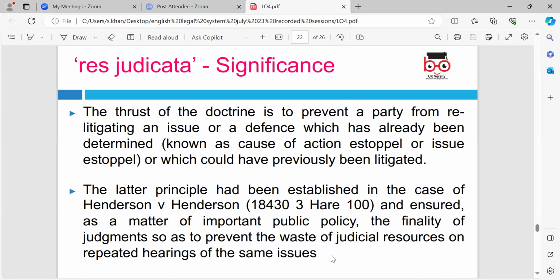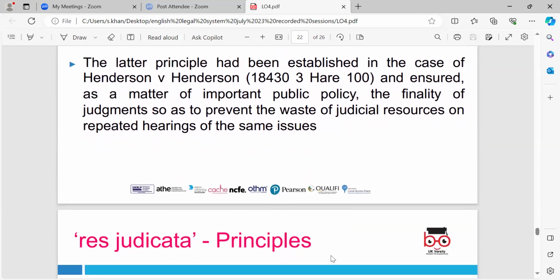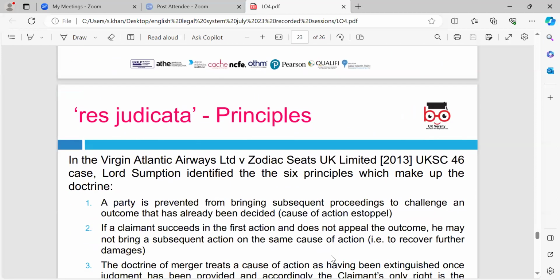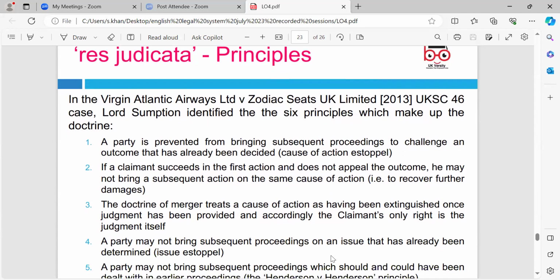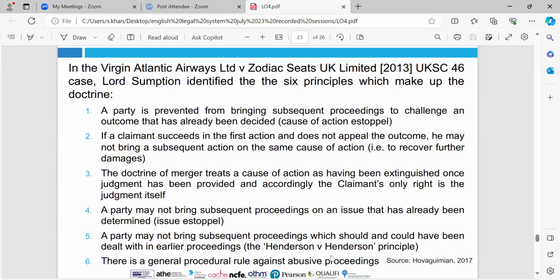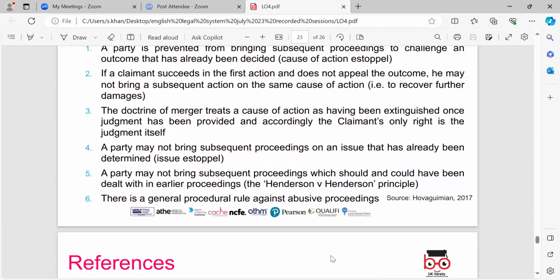The latter principle was established in the case of Henderson and Henderson, and ensured, as a matter of important public policy, the finality of the judgment so as to prevent the waste of judicial resources on repeated hearings of the same issues. On res judicata, in the Virgin Atlantic Airways Limited and Zodiac Seats UK Limited 2013 case, Lord Sumption identified the 6 principles which make up the doctrine.